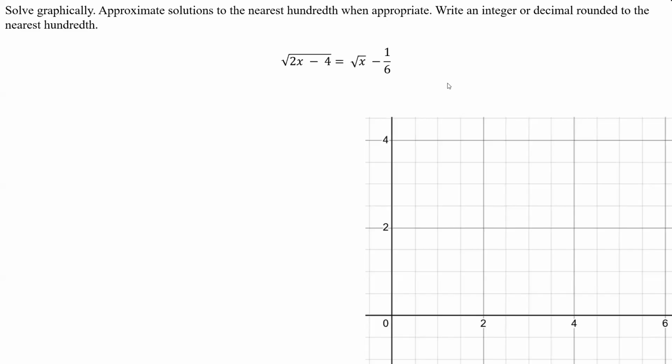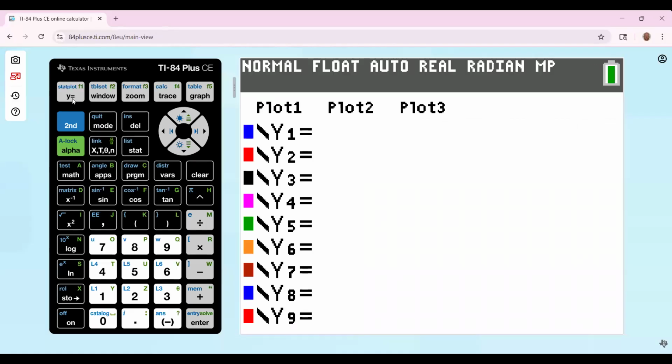All right, so here we're supposed to solve this graphically and then approximate the solutions to the nearest hundredth when appropriate. Now, write an integer or decimal rounded to the nearest hundredth for our answer. So what we can do is draw a graph, roughly, and get something. But what we're really going to have to do is put this into our calculator. So let's do a rough graph, and then we can do the calculator from that.